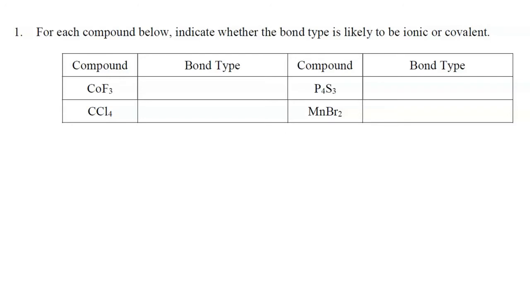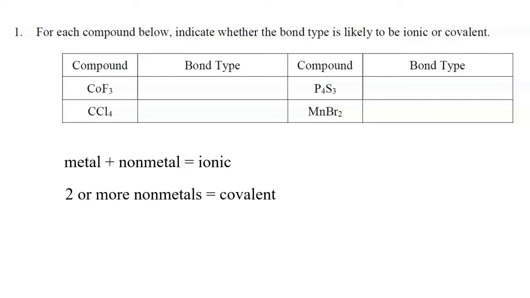These are the answers to the chemical bonding practice quiz. Number 1. For each compound below, indicate whether the bond type is likely to be ionic or covalent. So if we see a metal and a nonmetal, then that would be ionic bonding. And if we see two or more nonmetals, that would be covalent bonding.